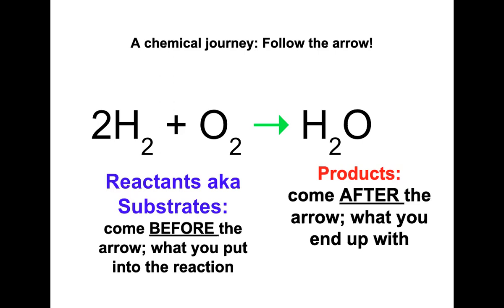So reactants, also known as substrates, and substrates was one of your vocab words this week, those are what come before the arrow. So those are what we put into a reaction. And I'm going to give you an example of this to help you remember. What comes after the arrow is known as our product. So that is what is being made. Okay, so that's what we end up with.